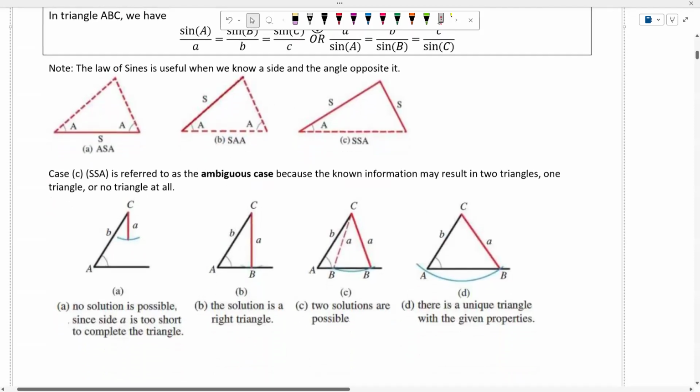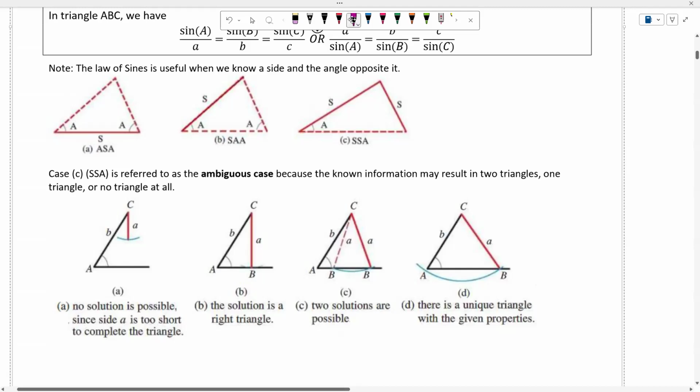However, when you have the problem with SSA, sometimes we may end up with cases where we may not be able to solve these triangles because one of the sides is just too short. You may have a right triangle. You may end up with two triangles. The reason why we have two triangles is because we don't know this side, this length.